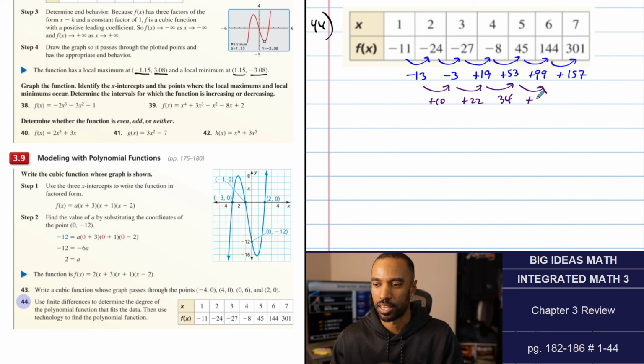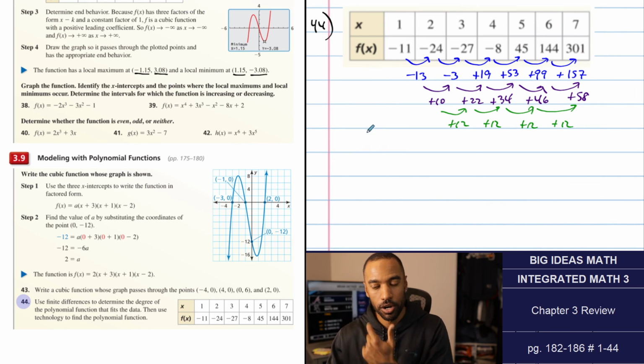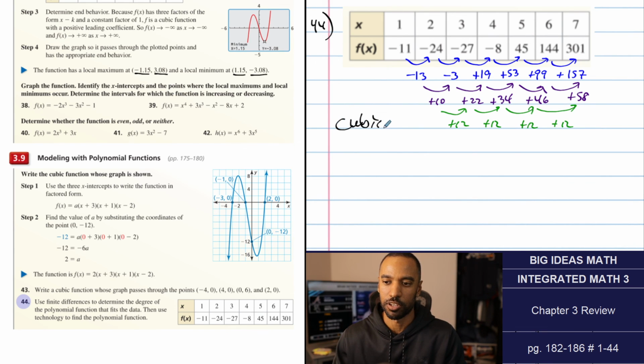But somewhere we'll find the constant. Plus 46 and plus 58. Okay, third differences. Maybe these are constant. They actually look it. Let's see. Plus 12, plus 12, plus 12, plus 12. Okay, I didn't make any mistakes. The third order is constant. That makes this a cubic function.